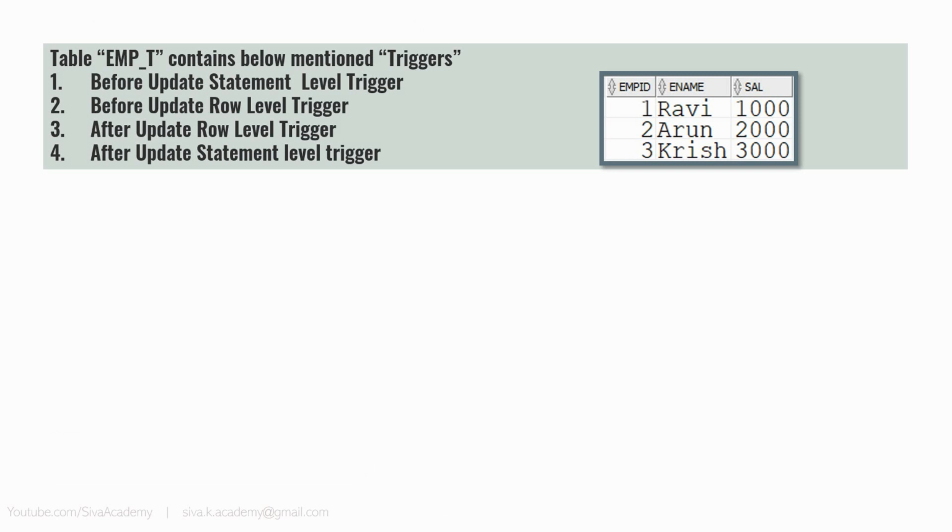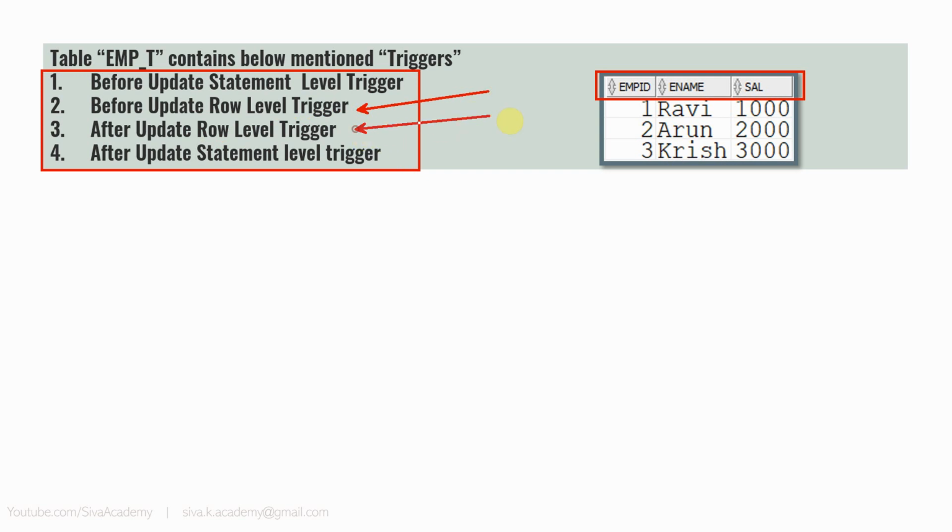First, let us look into this question, then I will show you a demo to answer it. We have a table called emp_t which contains 3 columns: employee ID, e-name and salary. There are 4 triggers created in this table. The first one is a before update statement level trigger. The second is a before update row level trigger. The third is an after update row level trigger. And the fourth is an after update statement level trigger.